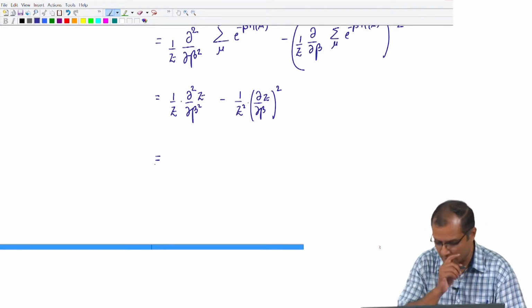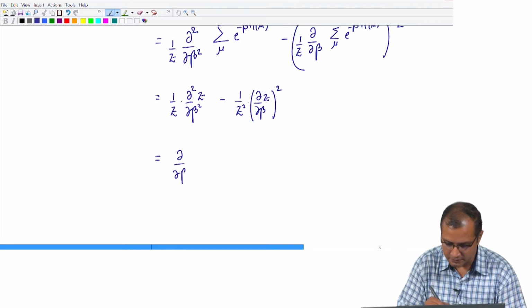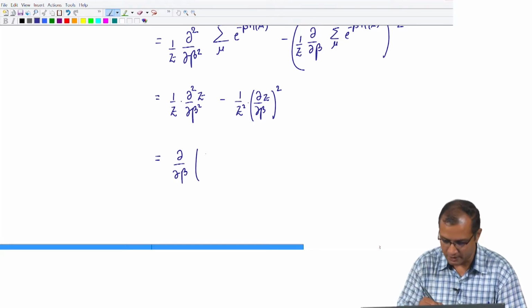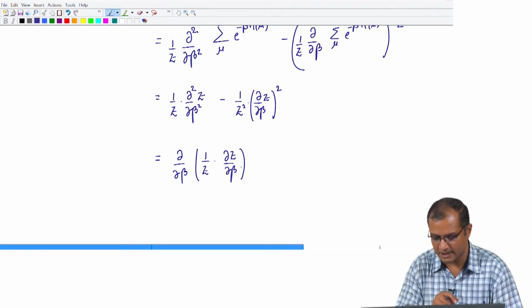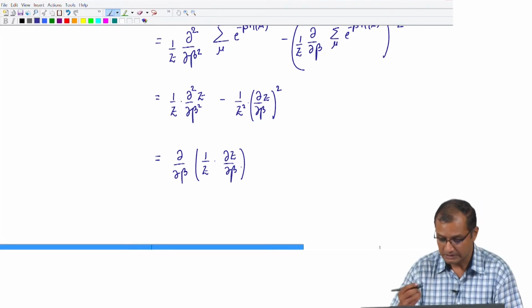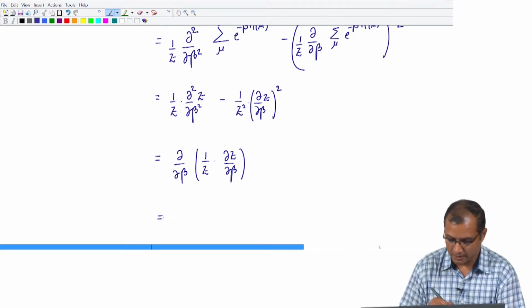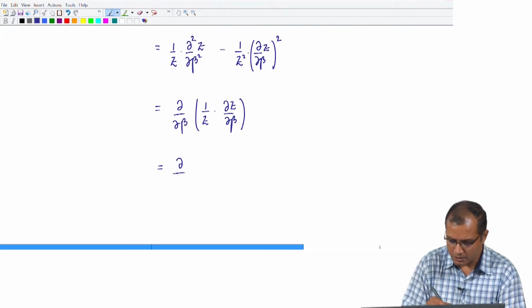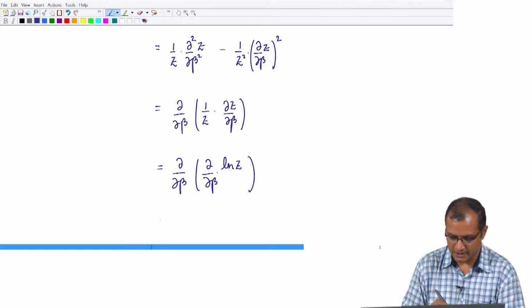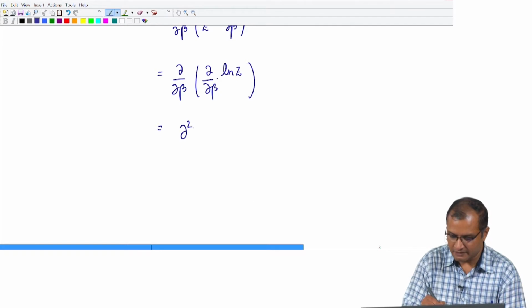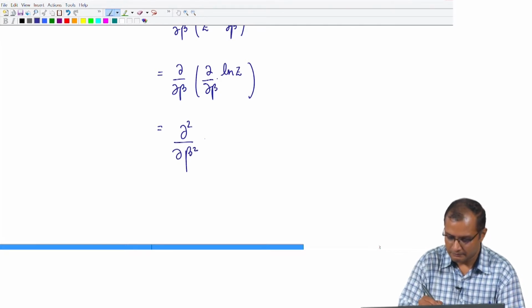So, now you can write this as d by d beta of 1 upon Z dZ by d beta. So, by chain rule it will give you the first term, 1 upon Z d square Z by d beta square, minus 1 upon Z square into dZ by d beta the whole square. I already know what is the quantity inside the bracket, which is nothing but d over d beta of ln Z. So, this is nothing but the second derivative of ln Z.